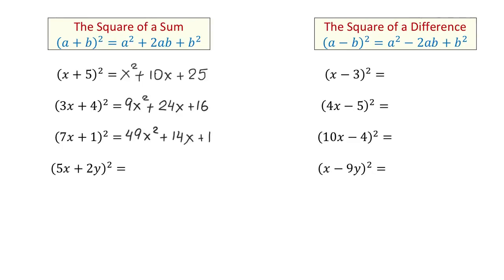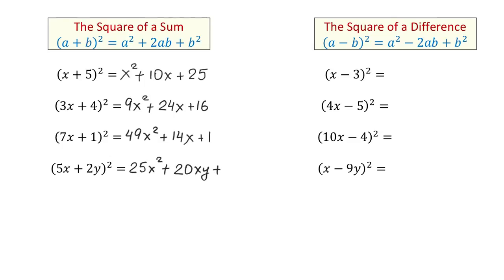And the last example is 5x plus 2y raised to the second power. Let's start with 5x. 5x raised to the second power. 5x times 5x will be 25x squared. Plus. Now, let's take 5x and multiply by 2y. 5x times 2y is 10xy. Now, let's double 10xy. 10xy, when doubled, will be 20xy.